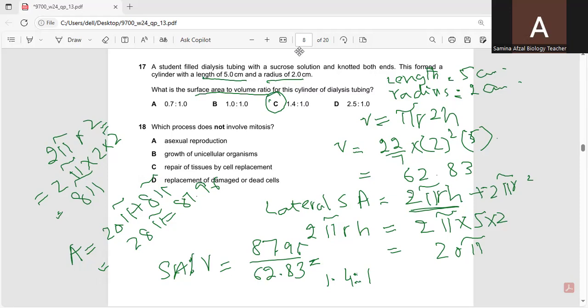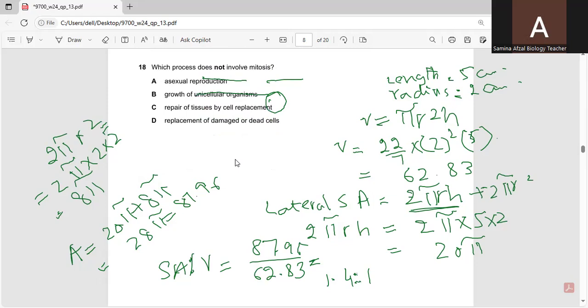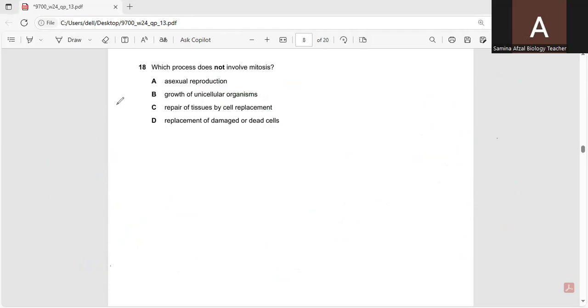Now I am moving towards the next question, which is question number 18. The question is: which process does not involve mitosis? They have given us four different options.